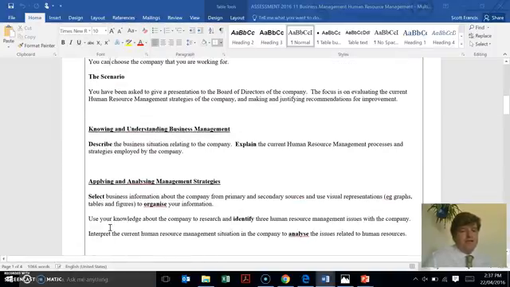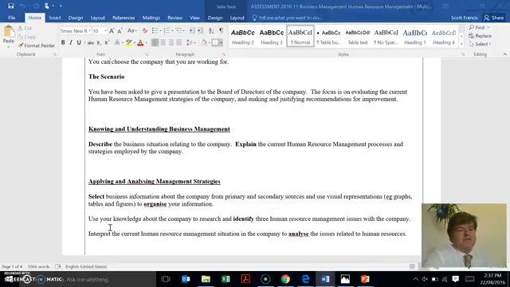Now, the first thing I've said is knowing and understanding business management. The first criteria. These are your 3 criteria that I've written these to. The first one says, describe the business situation and explain the current human resource management processes and strategies. So think about what the company is. Tell us about what the important information is. We want to be concise with this. And what are they currently doing with their human resource management?